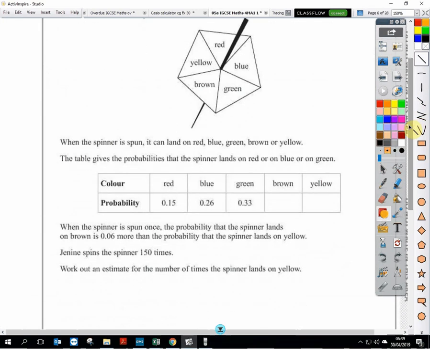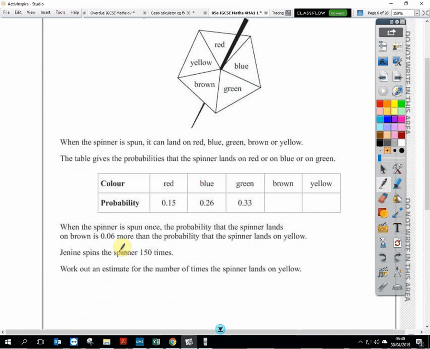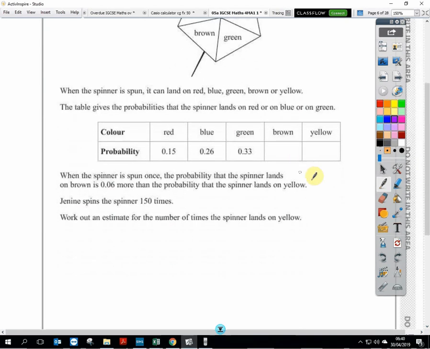So Jenny spins the spinner 150 times. Right, let's have a look at this then. Now don't assume that brown and yellow have the same probability, because actually if you read this sentence, the probability of brown is 0.06 more than the probability of yellow. So if yellow is x, then brown is x plus 0.06. Now we know probability tables should add up to make 1.